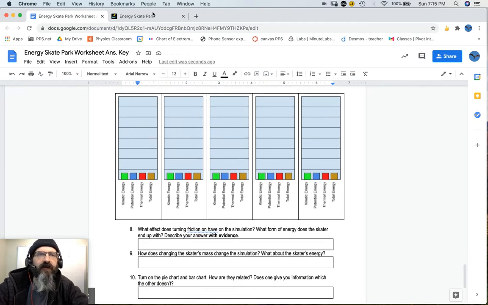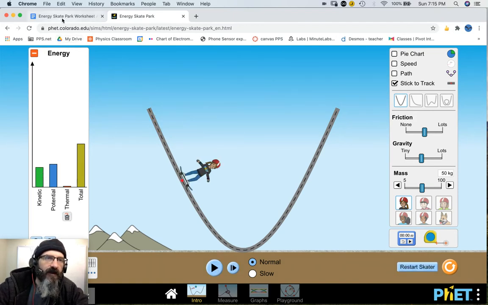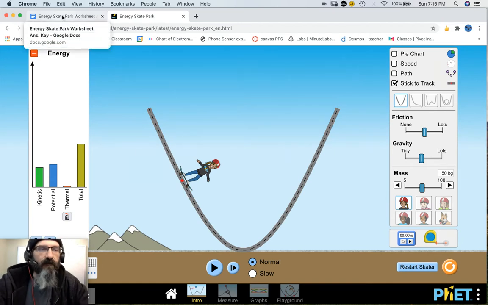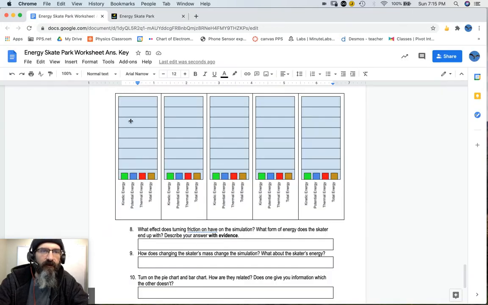The stuff is still the same. Right. And we've got our skateboarder at the top, ready to go down. We know what this bar looks like. Keep it in mind. We're going to pause this thing as the skater goes down a little bit. Right there. Okay, we've gained a little bit of thermal. So kinetic and potential are pretty similar. Thermal, tiny bits gained.